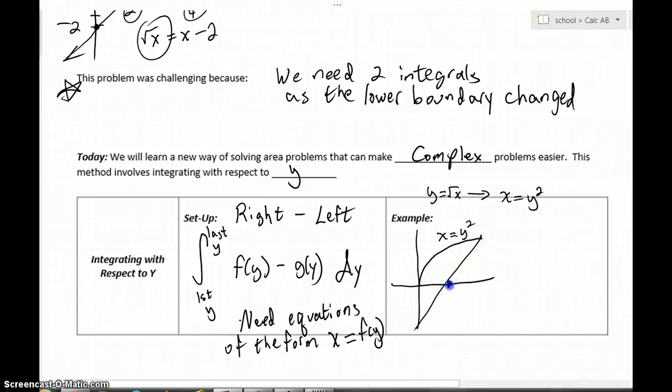So we also are going to have this other scenario where the line was y equals x minus 2. Well, in a perfect world, I'd like to see x equals something. I could have x equals y plus 2. So this lower boundary right here, I'm going to say x equals y plus 2.